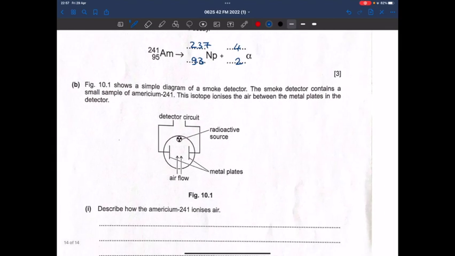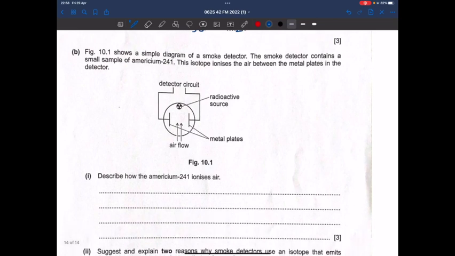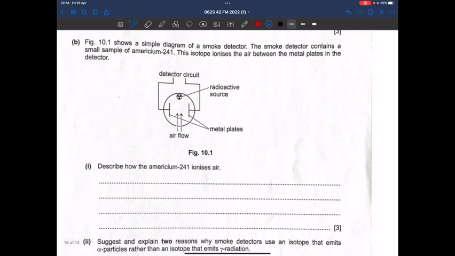In the next part, they said figure 10.1 shows a symbol diagram of a smoke detector. The smoke detector contains a small sample of americium 241. This isotope ionizes the air between the metal plates and the detector. Describe how the americium 241 ionizes air. It's a good idea to say by emitting alpha. Alpha is positive, so alpha takes the electrons out of the air molecules, so the air molecules become positively charged and ionized. So we can write that down here.